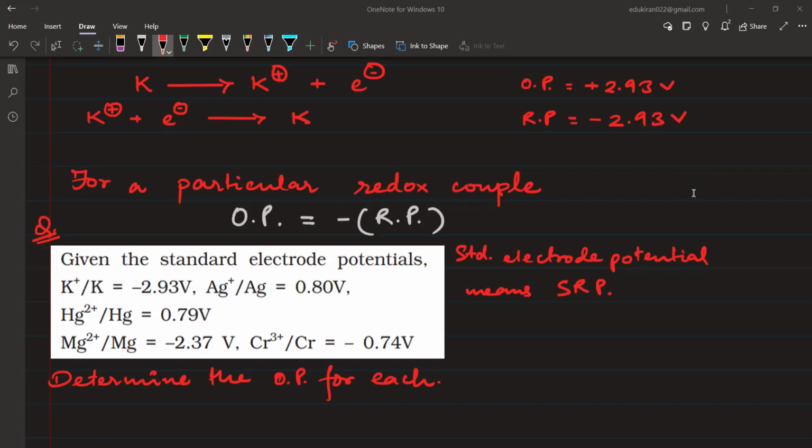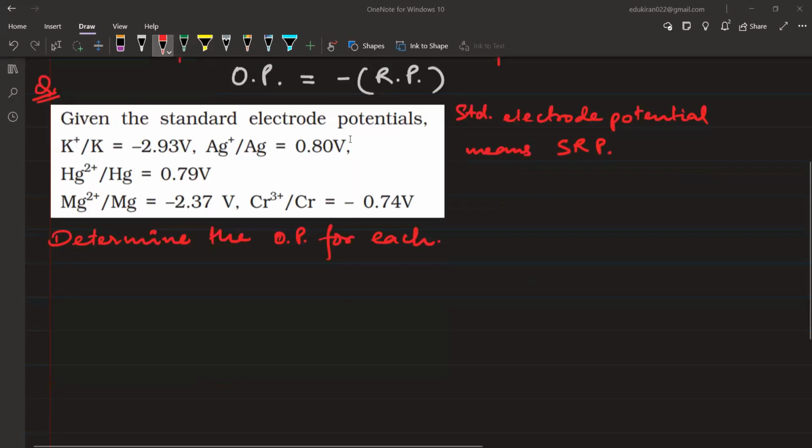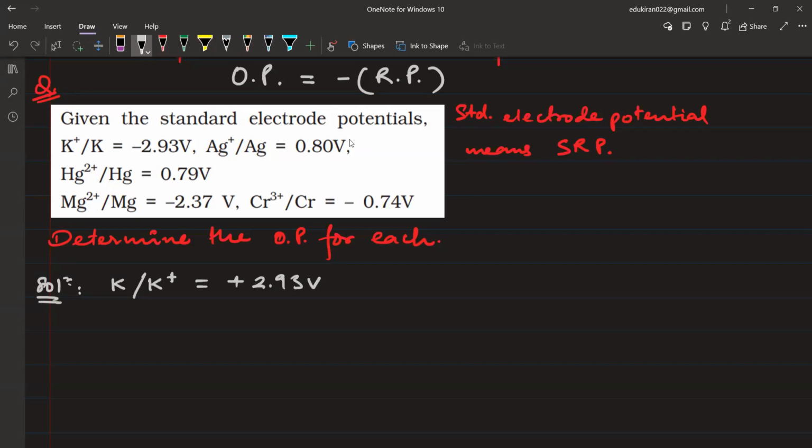Okay, so I hope this is very easy for you guys. Let me get the first one for you. Please see here, guys. Keep your pen aside. Now, K positive to K, this is reduction, and the potential is minus 2.93. So if I reverse this, I will get oxidation: K to K positive, this is oxidation. And it is going to have plus 2.93 volt. Is this understood? Yes or no? Please tell me, guys.